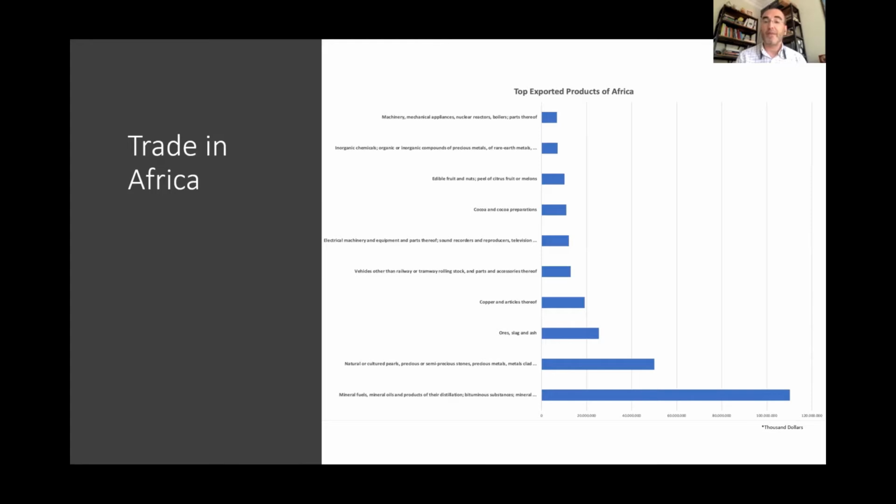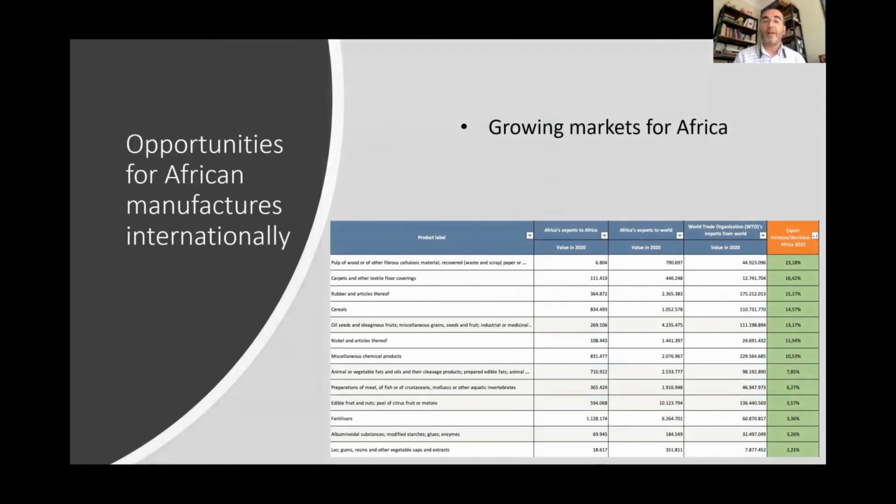And now we will see in which sectors, for last year, the Africa region had an opportunity to increase their market. There are some markets for African manufacturers.